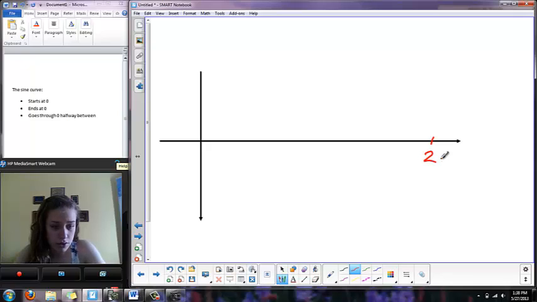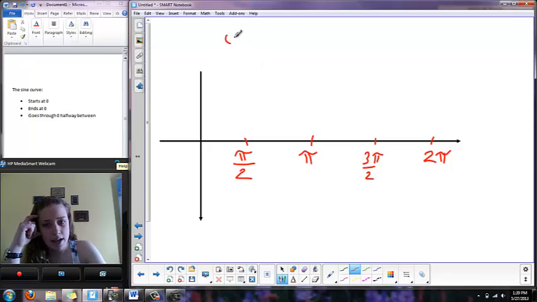and 2 pi. So there's 2 pi. Pi is right in between that. And then we have pi over 2, which is 90. And 3 pi over 2 right here, which is 270. Okay, so if I have that in my head, and I want to graph y is equal to sine of x, if I have those notes in my head, this is going to be so easy.